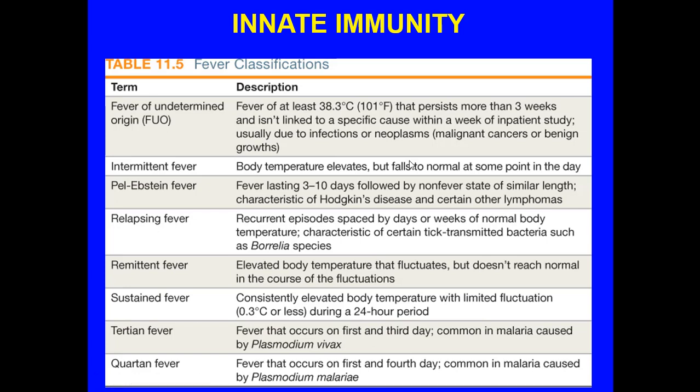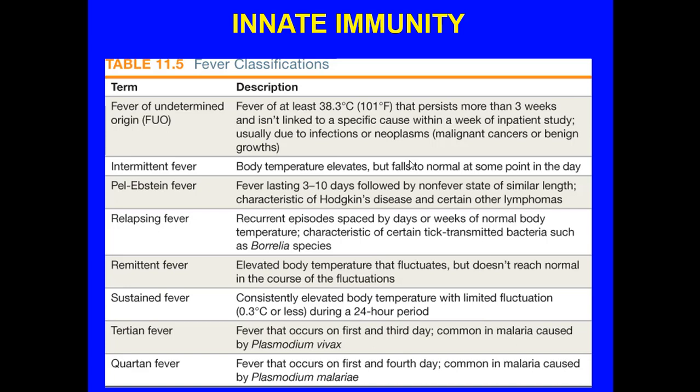Here is the classification of fevers. Now, I'm not going to have you memorize all of them. I do want you to be aware that some of them differ, basically because of the rhythmicity or the intensity of them. Some of them are associated with particular types of infectious agents. So the FUO, the fever of undetermined origin, is a fever of at least 101, persists more than 3 weeks, and isn't linked to any particular cause. If you can't really pin it down, it's usually due to infections or neoplasms. In other words, the person has some type of cancer.